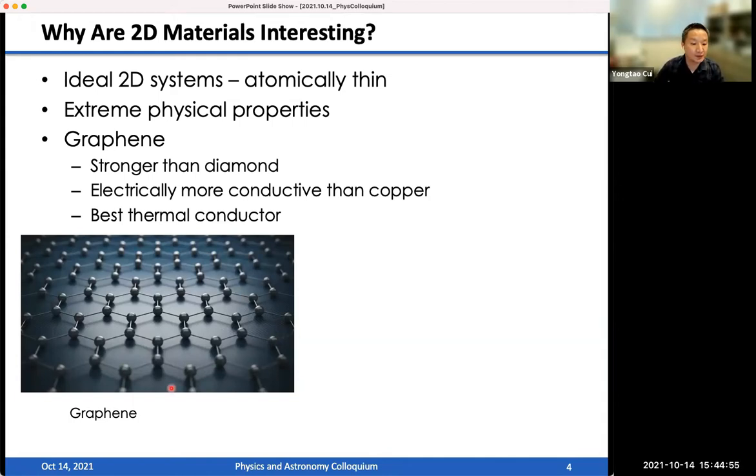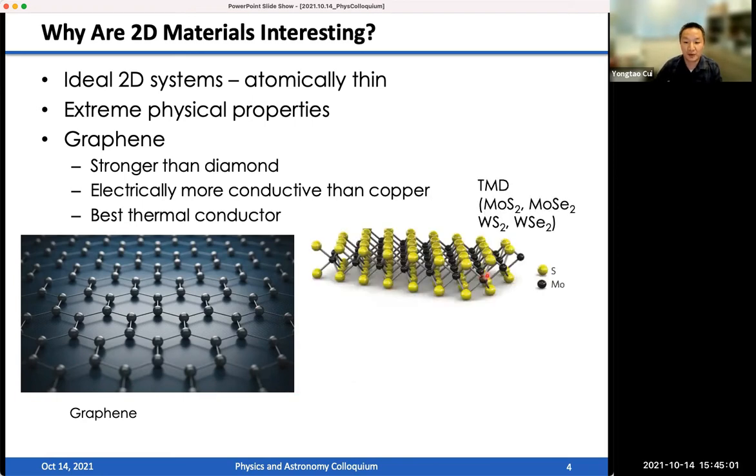And since the discovery of graphene, there have been many other 2D materials that have been discovered. So for example, the transition metal dichalcogenides, we call them TMD. So there are actually multiple materials in this category. So they are also two-dimensional materials, although strictly speaking, it's not a single layer, but all these atoms are bonded strongly within this kind of tri-layer structure.